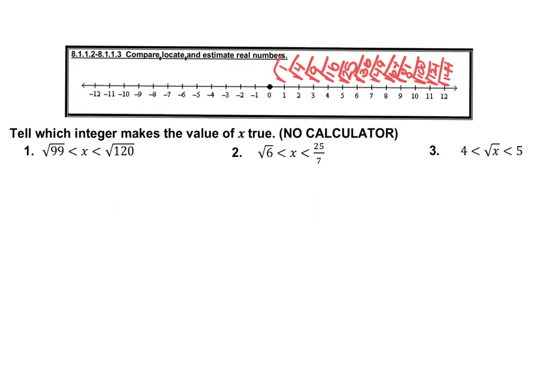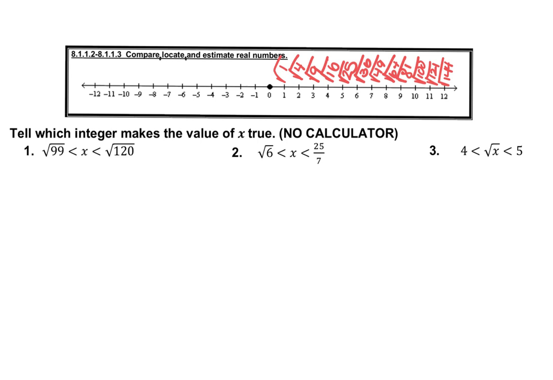In our next example, it says, tell which integer makes the value of x true. And again, this is a no-calculator one, so we're going to be using our number line. And notice we have a compound inequality here. We read these going backwards, starting by saying x is greater than the square root of 99 and less than the square root of 120. Another way of looking at this is x is going to be between the square root of 99 and the square root of 120.